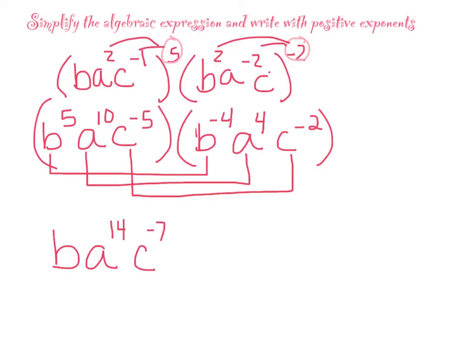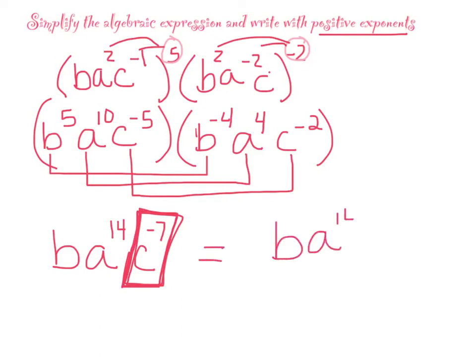And since the instructions say with positive exponents, we're going to turn this one into the reciprocal. And please note that the negative exponent is only touching the c. So the b and the a to the 14th power stay on top, and then the c to the negative 7th becomes c to the positive 7th on the bottom of the fraction.